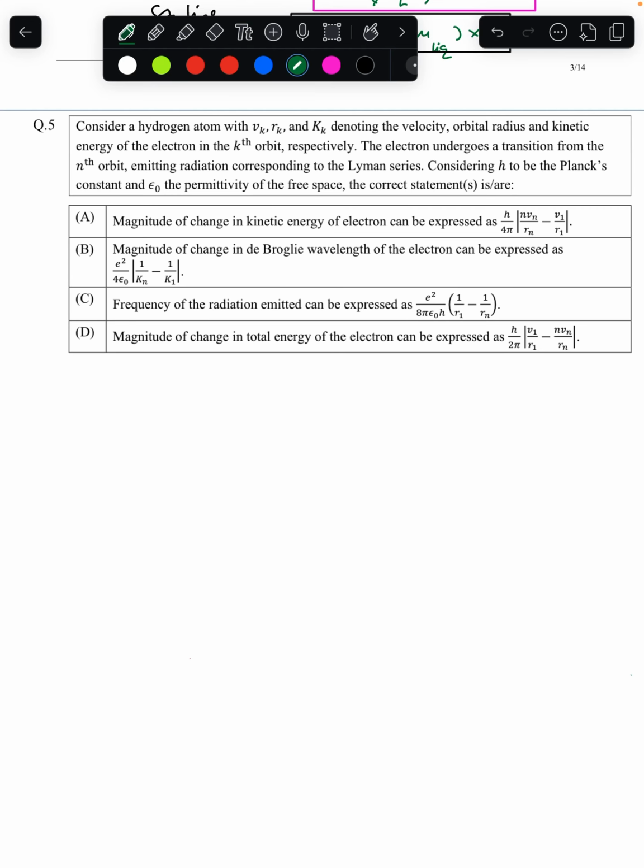So we are continuing our journey of the solution of JEE Advanced 2026 paper 1. So this is question number 5. Without wasting any more time, let us discuss.